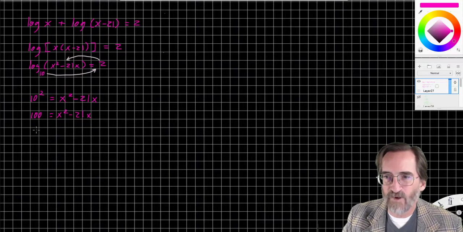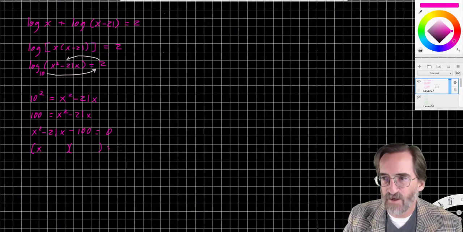Subtract 100 from both sides. X squared minus 21x minus 100 equals 0. Factor. Factors of 100 whose difference is 21 are going to be 25 and 4. We need negative 21, so negative 25. So x equals negative 4 or 25.